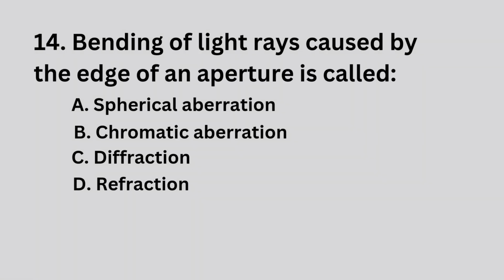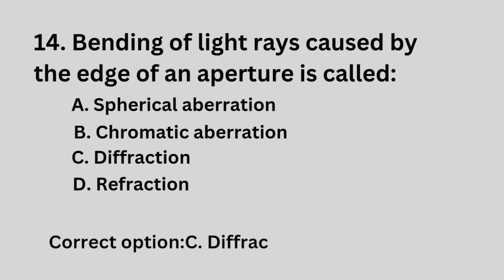Next question. Bending of light rays caused by the edge of an aperture is called. Option A spherical aberration, option B chromatic aberration, option C diffraction, and option D refraction. Correct option is option C diffraction.